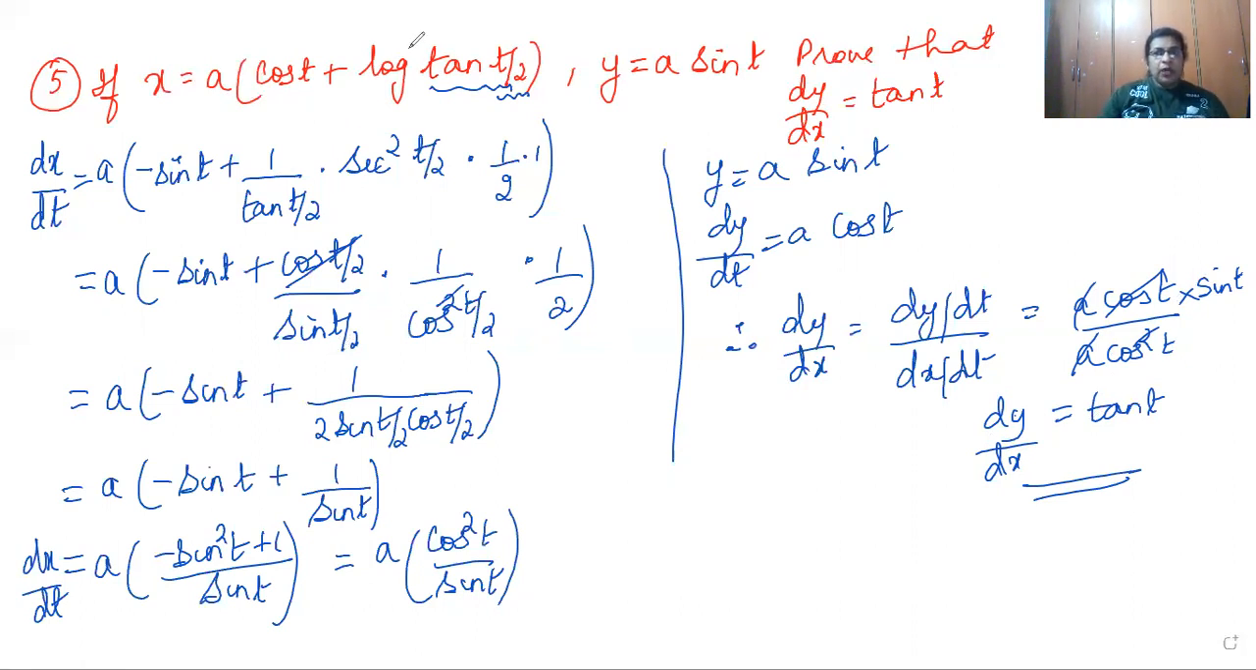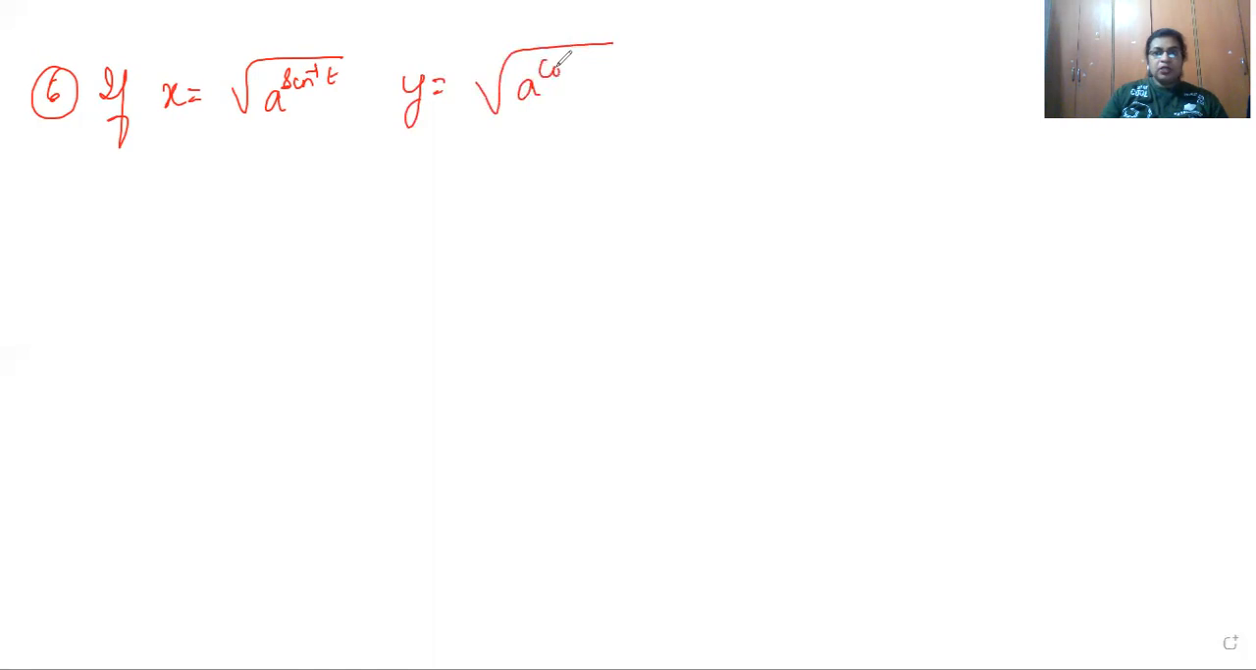I will solve one more question in this, such that you get the ideas of all different types of parametric questions. This is also an important question. They've asked us: if x is equal to square root of a to the power sine inverse t, and y is equal to square root of a to the power cos inverse t, show that dy by dx is equal to minus y by x.